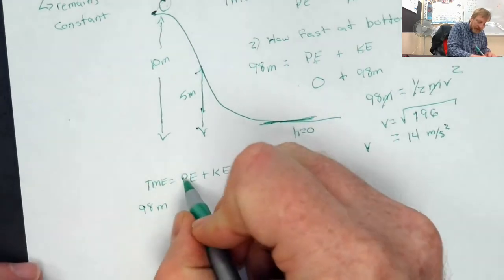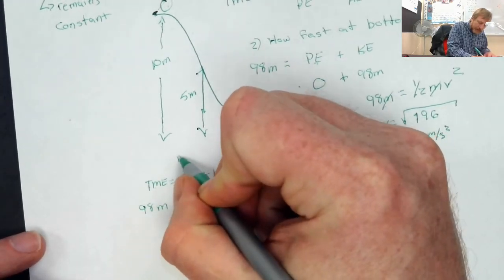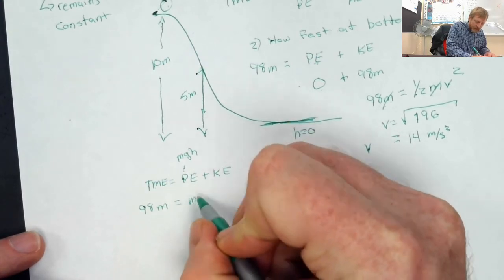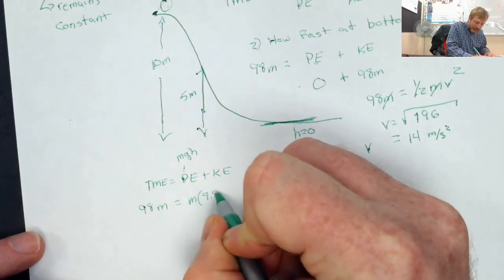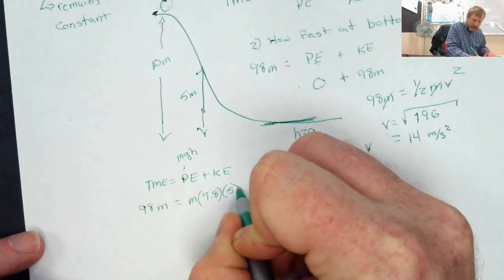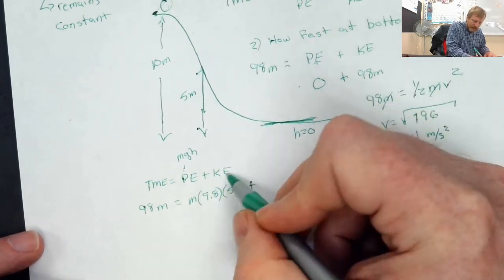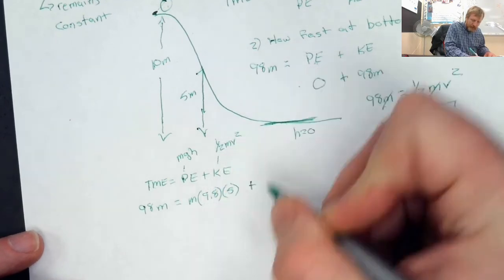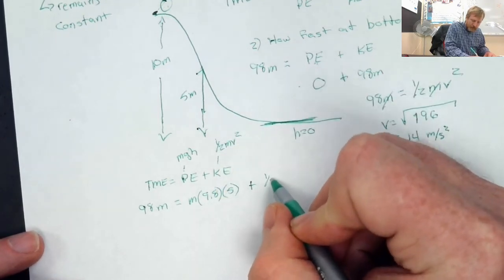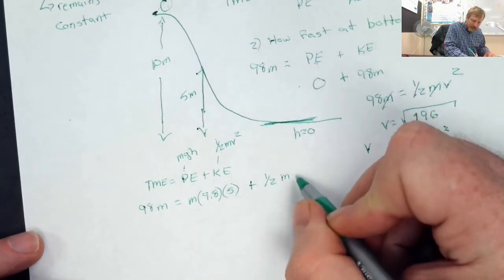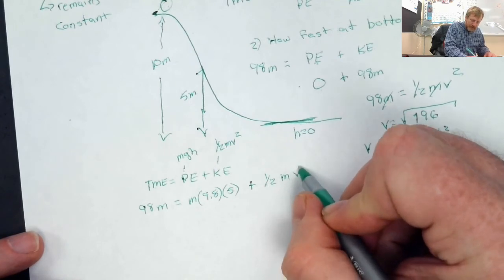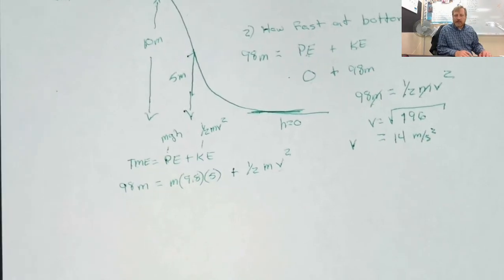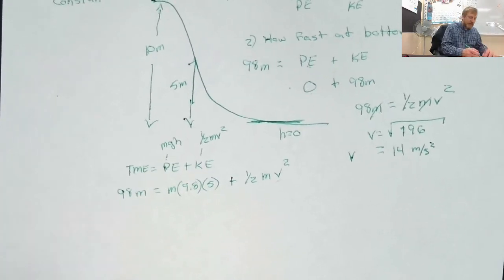The potential energy formula, again, is mgh. So that's going to be the mass that we don't know times 9.8 times 5. And then we're going to have the kinetic energy, which has the formula 1/2 mv squared. So we're going to have plus 1/2 the mass, times this v squared that we're going to be looking for. That's what we're solving for. How fast is this thing going at 5 meters down the track?